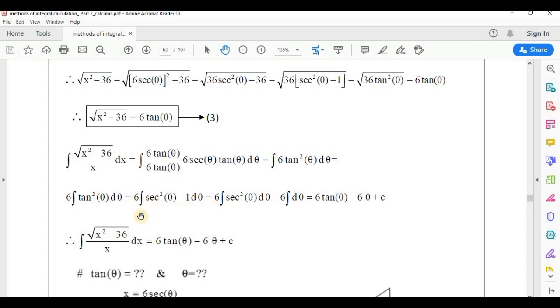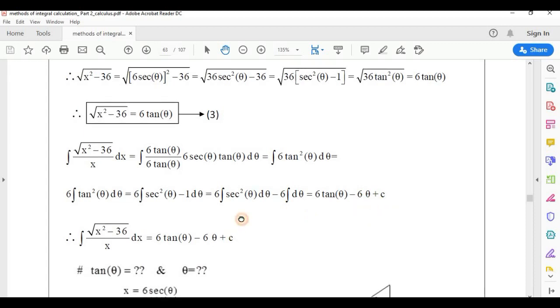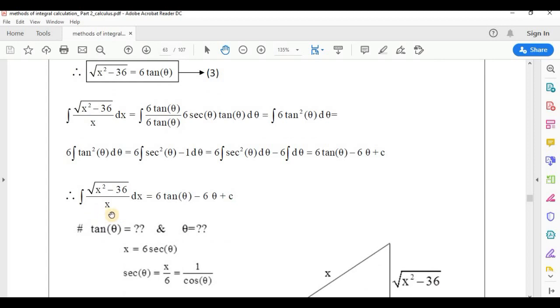From the properties of the integral, we will distribute it to the function, and the integral will become the integral of sec squared theta d theta minus the integral of 1 d theta. The integral of sec squared is tan, and don't forget the number 6, minus what is the integral of this function, it will be theta, multiplied by 6, plus the constant. So the result of this integral in terms of theta will be this value.